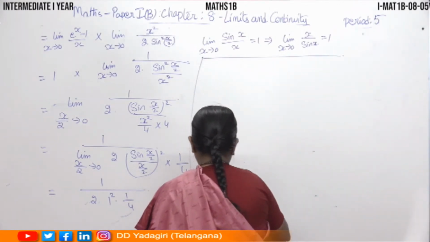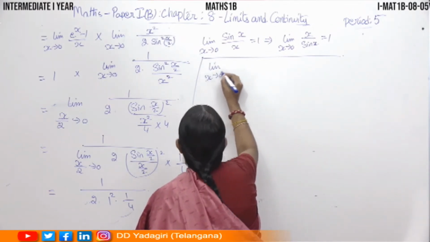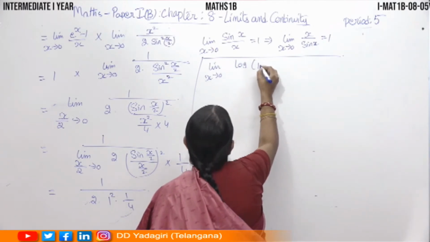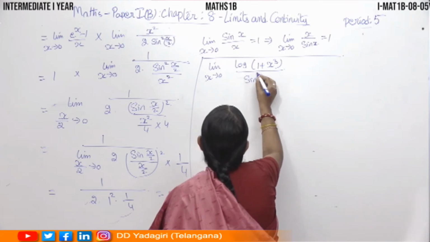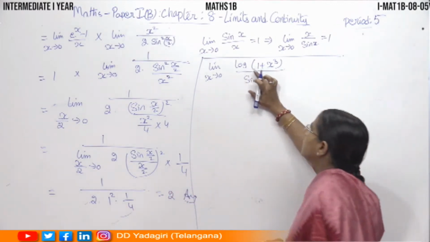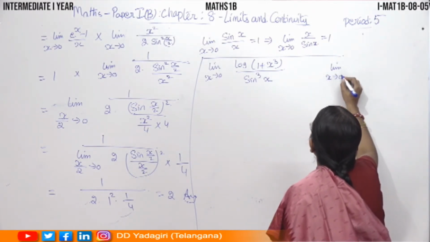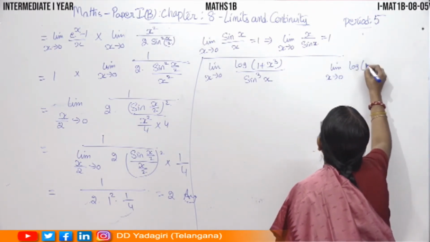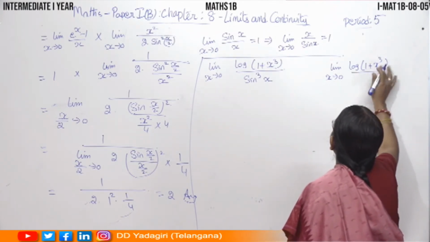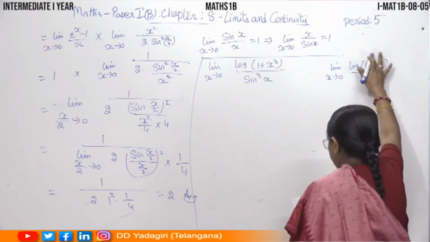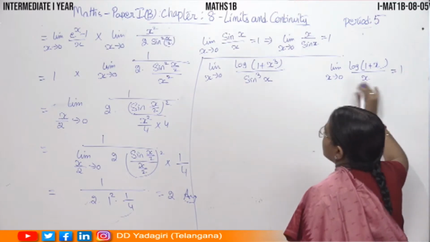Next problem: limit x tending to 0 of log of 1 plus x cube by sin cube x. So here again we have the standard limit. What is the standard limit? Limit x tending to 0 of log of 1 plus x by x is equal to 1. This is the standard limit.